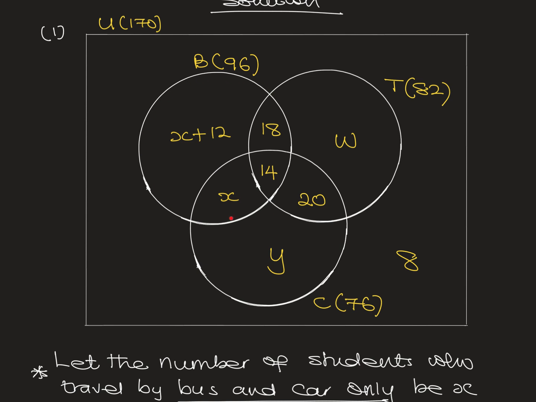So let's see what we can do to be able to find X, Y, and W. If the total number of students traveling by bus is 96, we can find X with that. If the total number of students traveling by train is 82, we can find W. If the total number of students traveling by car is 76, we can find Y.